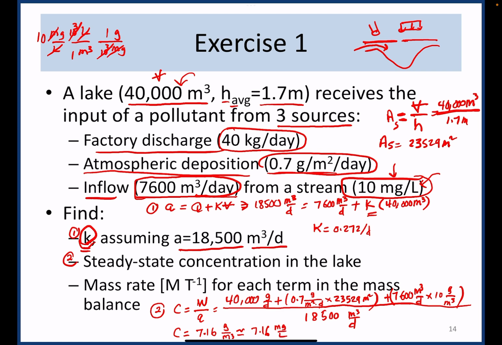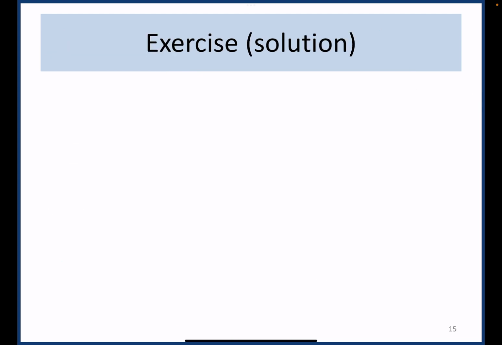Let's look at the next one. What is the mass rate in mass per time for each term in the mass balance? Now we have to account for each one of them. Let's look at the mass rate for the loading. You have to sum up all the loadings here: the inflow plus the loading of the atmospheric deposition and the factory discharge. Let's look at problem number 3, mass rates.